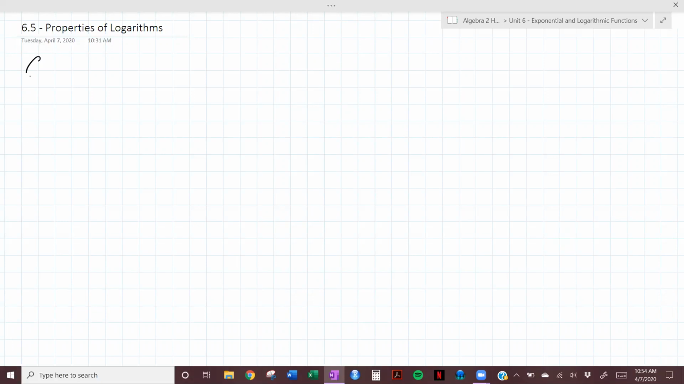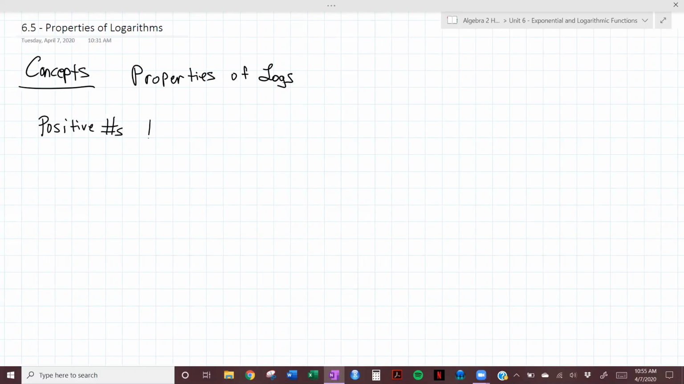So we have the concepts. Concepts, and it's properties of logs. Okay, properties of logs. So we have positive numbers b, m, and n, with b not being equal to 1, we have the following properties.